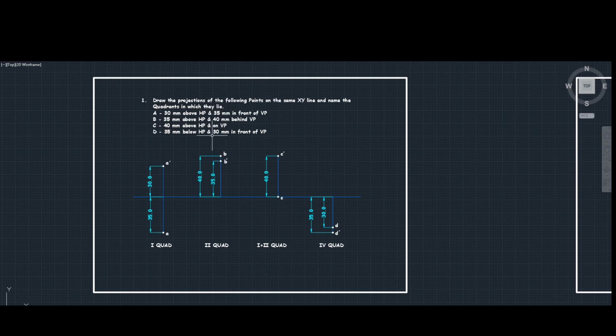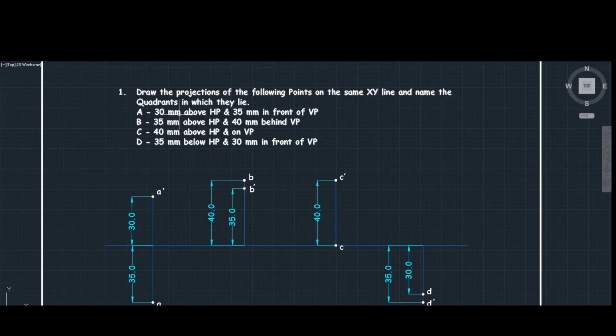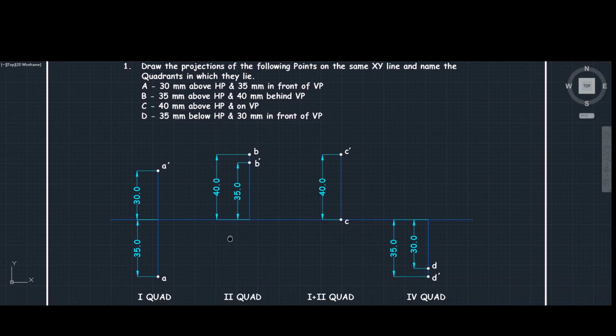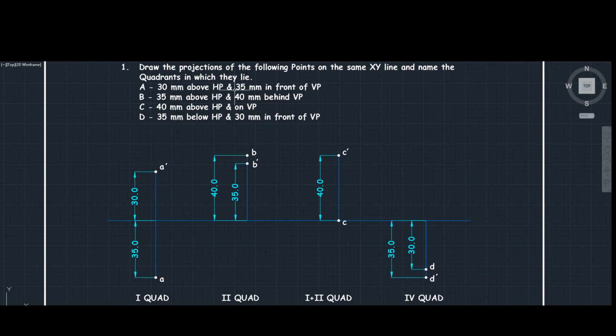That is, draw the projections. These are projections of 4 points A, B, C, D. A is 30 mm above HP and 35 mm in front of VP. So the front view A dash and the top view A, 30 mm, 35 mm, these are the projections. It is in the first quadrant.